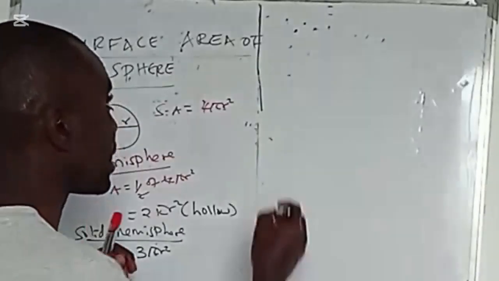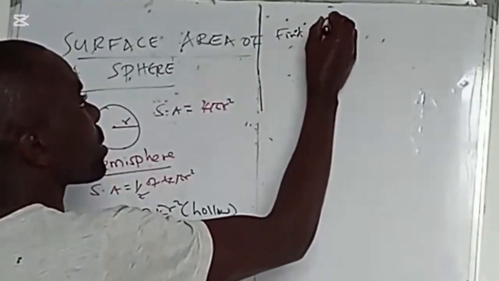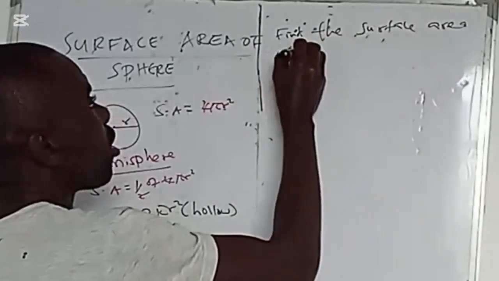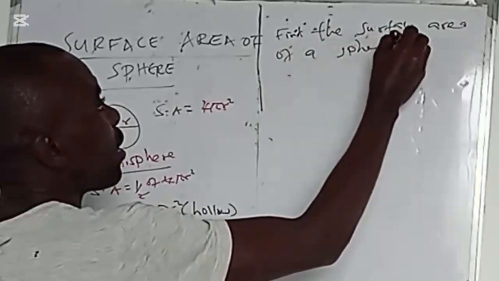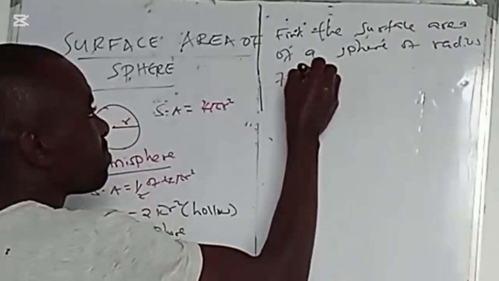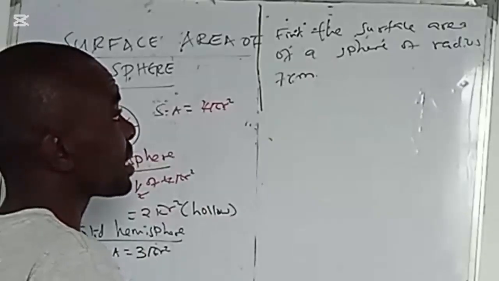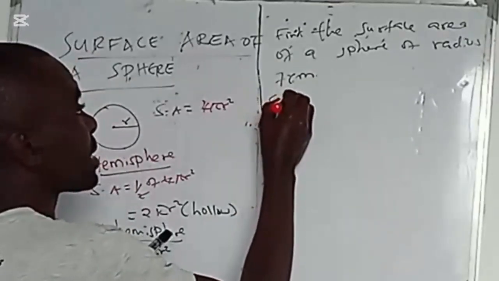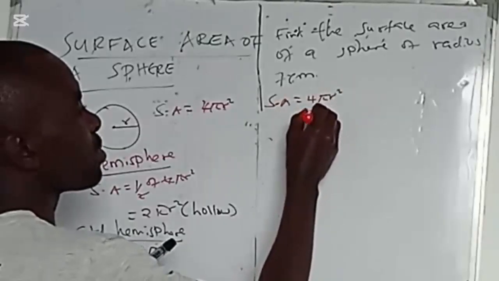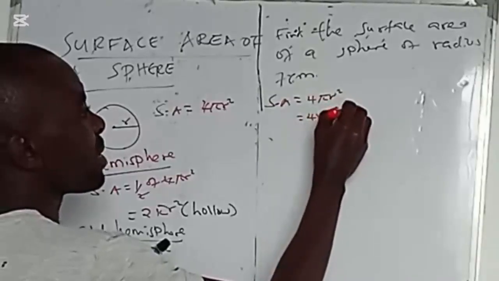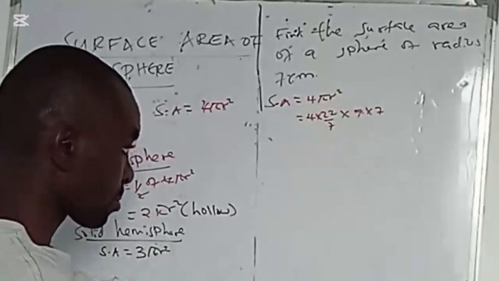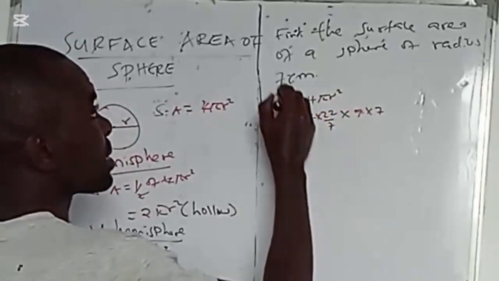For example, find the surface area of a sphere of radius, let me say, 7 centimeters. So, how will we get that? The surface area is 4 pi r squared. So it will be 4 times 22 over 7 times 7 times 7. That way, then you get your answer.